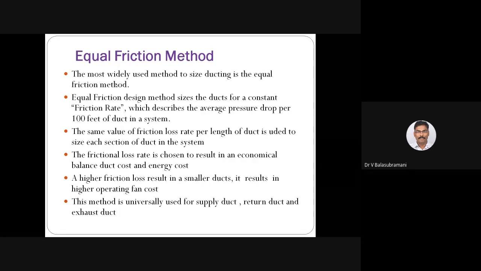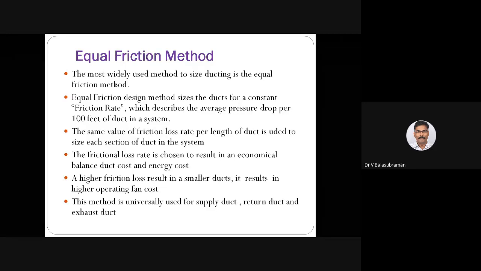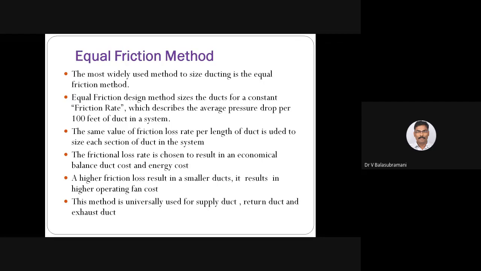Then the same value of friction loss is used to size for the length of the duct. Then we have to convert into our required length. And the friction loss rate is chosen to result in an economical balance, for duct cost as well as energy cost. First you have to find out, and then we have to choose which one is better, by considering duct cost as well as energy cost, fan cost and other things.